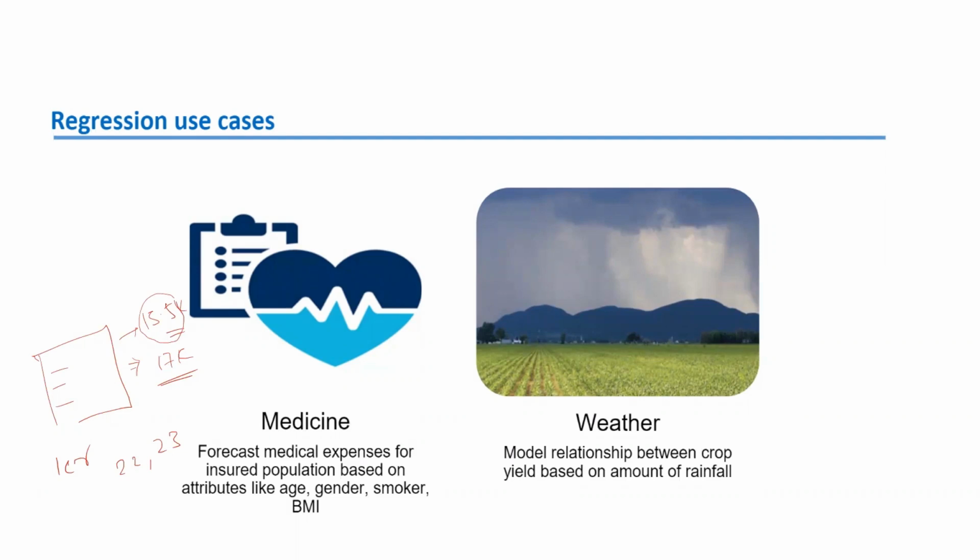Next is modeling the relationship between the crop yield and the amount of rainfall. So it will tell you how much rain is going to happen, and how much crop we are going to yield, right? And this is a type of prediction which a lot of FMCG companies also do when they hedge crops with farmers.